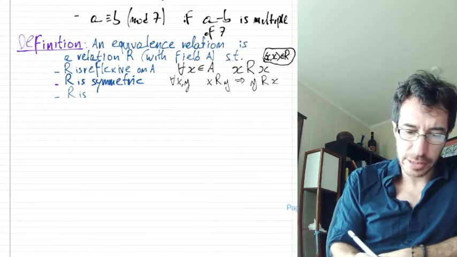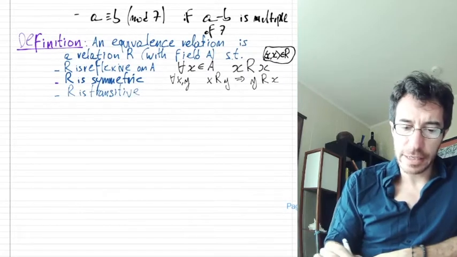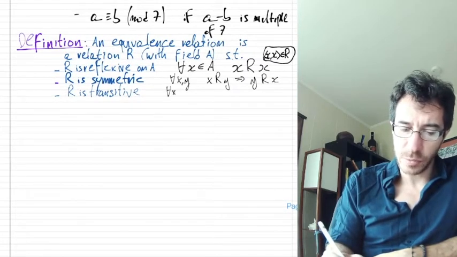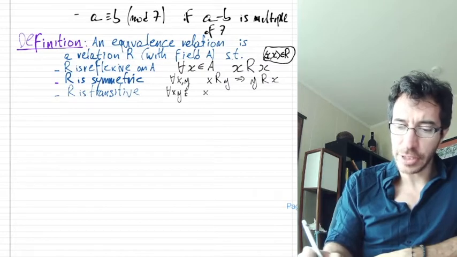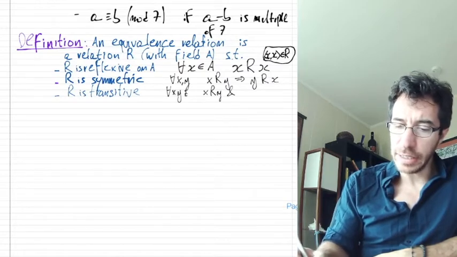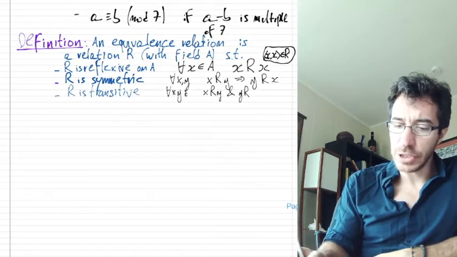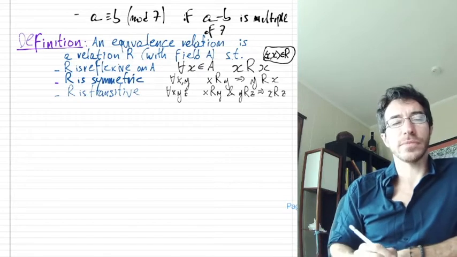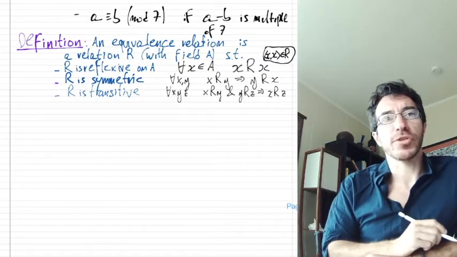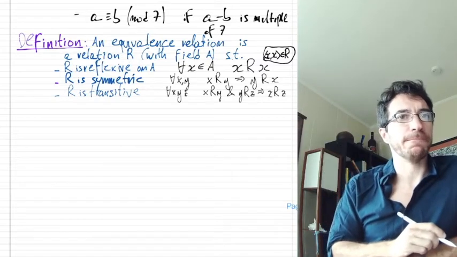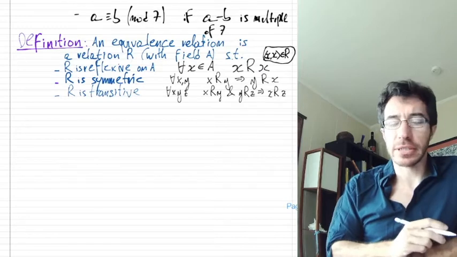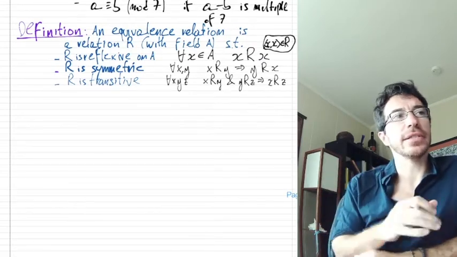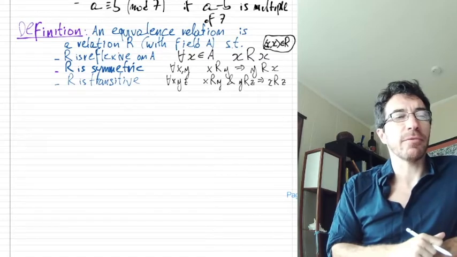What else? R is transitive, and that we say as: for every x, y, and z, if x is related to y and y is related to z, then what? Then x is related to z, right? So transitive. So these three properties make an equivalence relation. Any relation that satisfies these is going to be an equivalence relation.